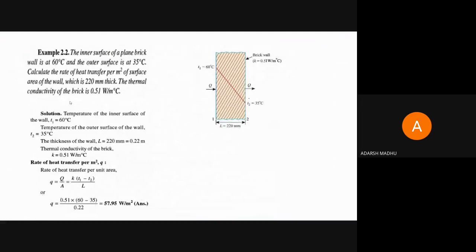Here I told that it's a simple problem related to a simple plane. Only a single wall is involved here. So the temperature for the surface entering is T1 and the leaving is T2, and for thickness it is L.